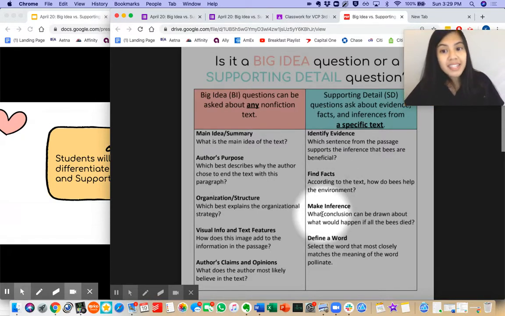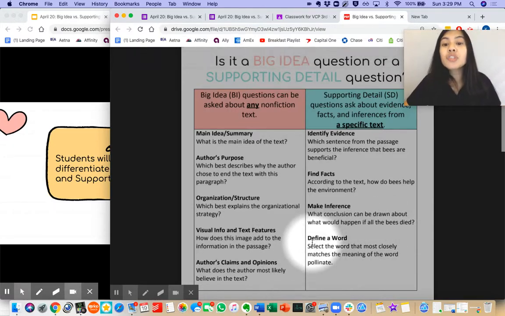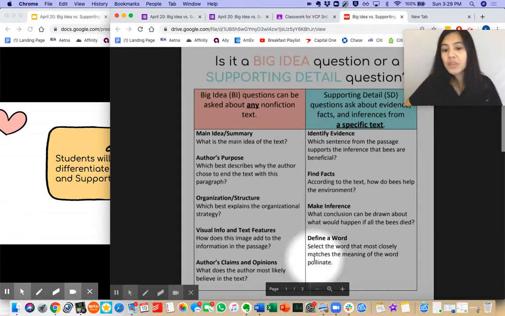A supporting detail question could also be making an inference. What conclusion can be drawn about what would happen if all the bees died? It can also be asking to define a word, a definition. Select the word that most closely matches the meaning of the word pollinate.